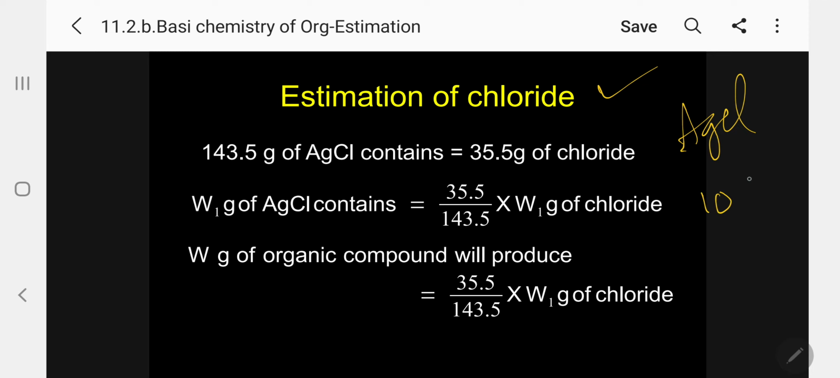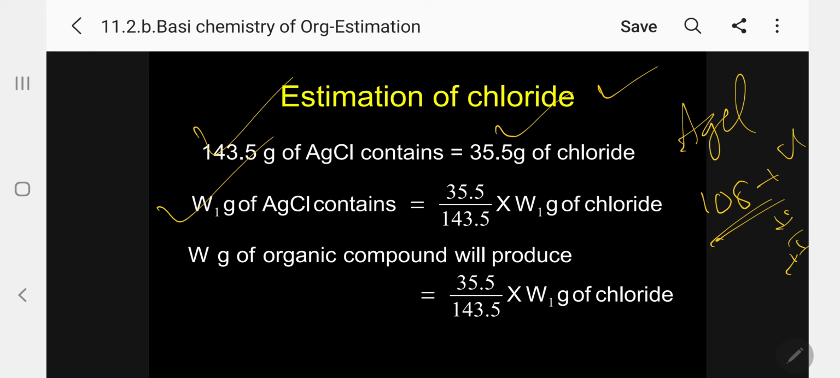Kindly follow. First, let me take estimation of chloride, silver chloride. Silver is 108, please follow, plus the atomic weight of chlorine; similarly you can add the atomic weight of bromine or iodine. So easily you can memorize the molecular weight. Please follow, my dear student. So 108 plus 35.5 is 143.5 for silver chloride. So 143.5 grams of silver chloride contain 35.5 grams of chlorine.